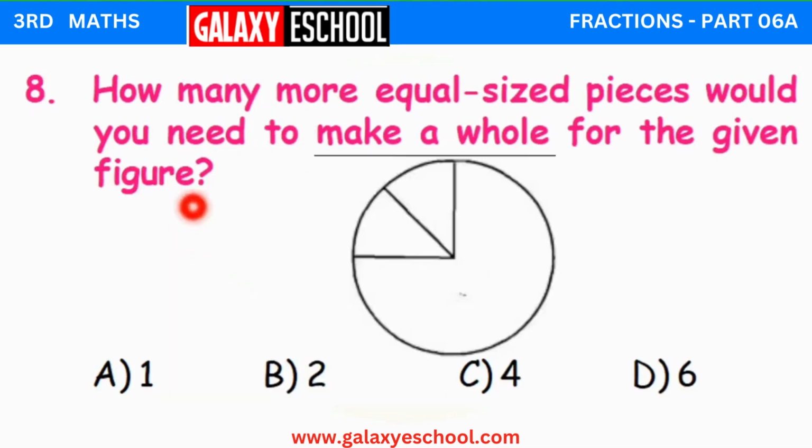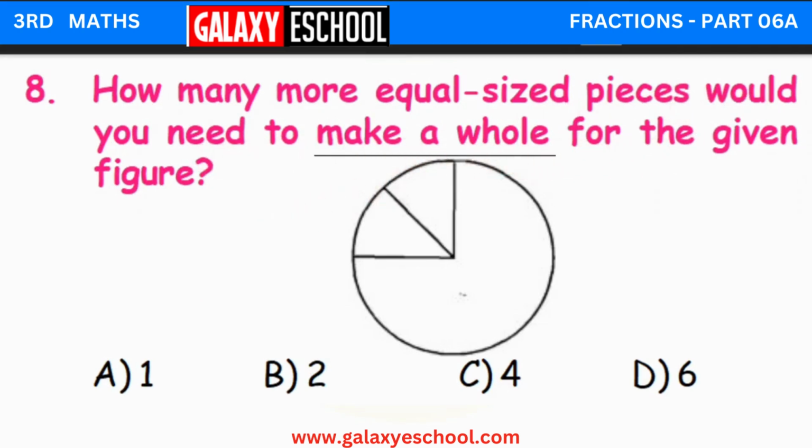Question number 8. How many more equal sized pieces would you need to make a whole for the given figure? Yes, children, if you look at the circle given here, we are having only 2 pieces. Now we should find out how many more would we need to make a whole. See, if you draw along these lines, if you complete the figure, how many more do we need?